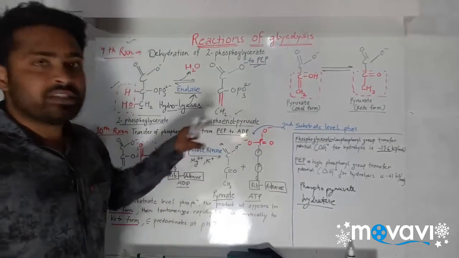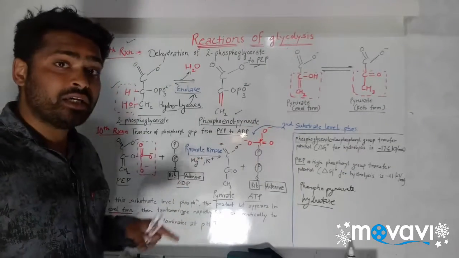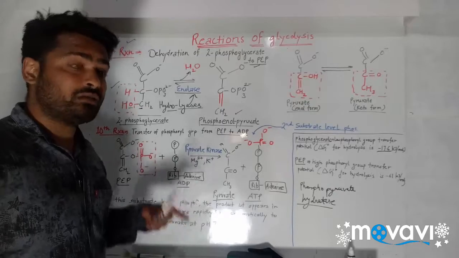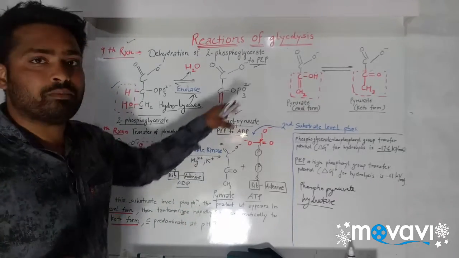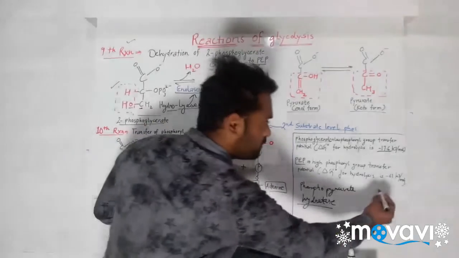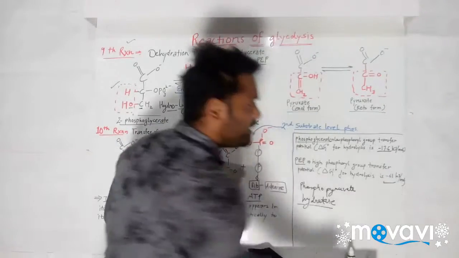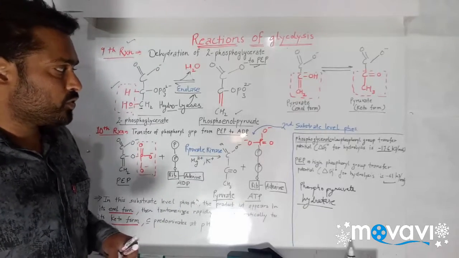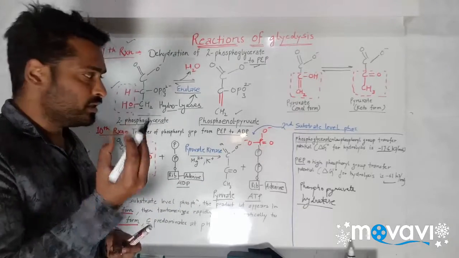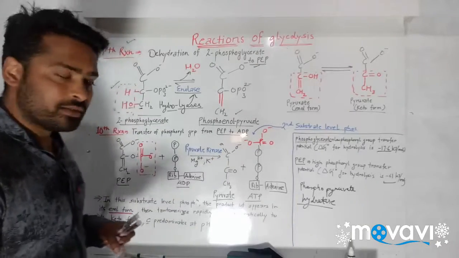Phosphoenolpyruvate is a compound with high phosphoryl transfer potential. That is, the free energy of hydrolysis for this particular compound is very huge, minus 61 kilojoules per mole. So we are increasing the content. Why are we increasing it?